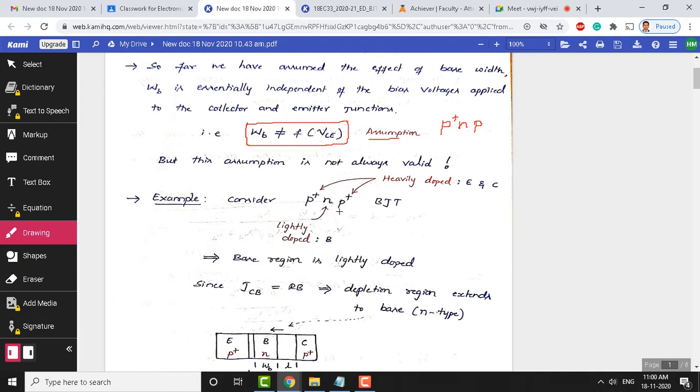So, let me rewrite here for this type of transistor WB. Okay, now, it is a function of collector emitter voltage VCE. Okay. That means, as collector emitter voltage changes, accordingly the WB also keeps changing. Okay. So, let us see what is the consequence of WB and how it varies the operation of a transistor. Let us analyze this step by step.